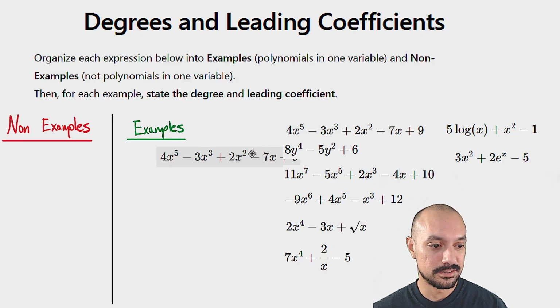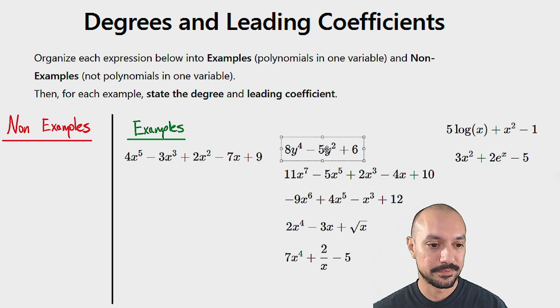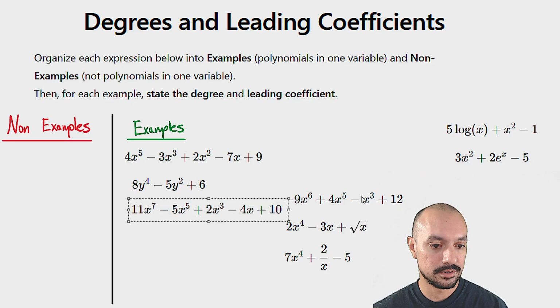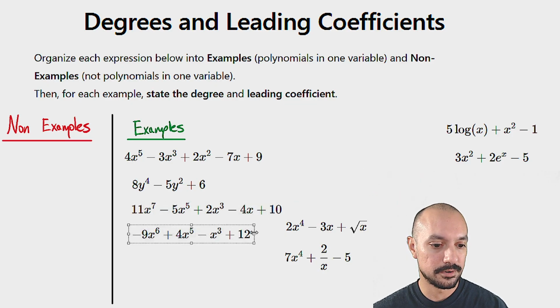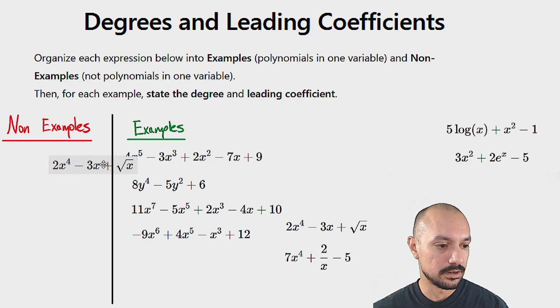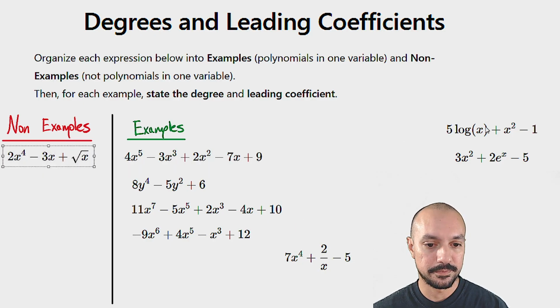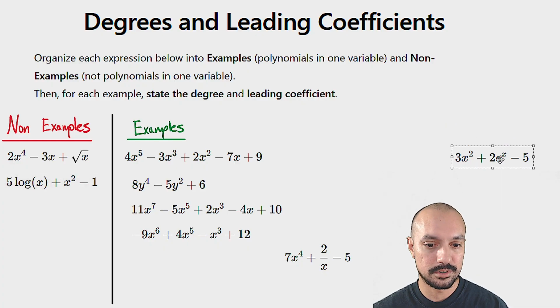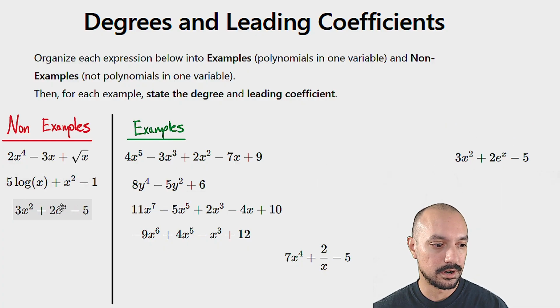All right, this is a polynomial. This is a polynomial. Here we have another polynomial. Here we have a non-example. This is also a non-example, and another non-example.